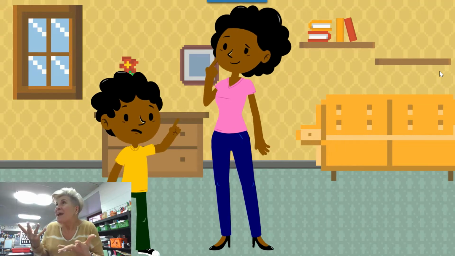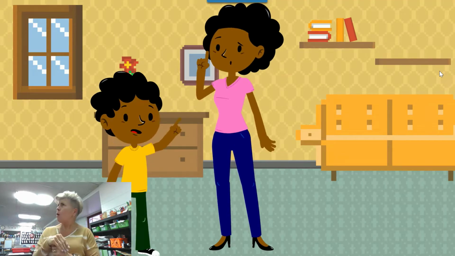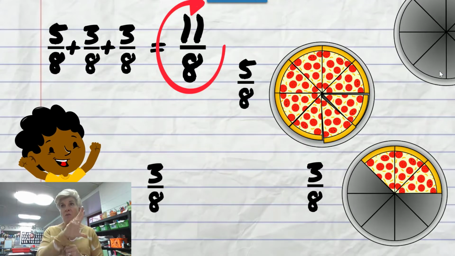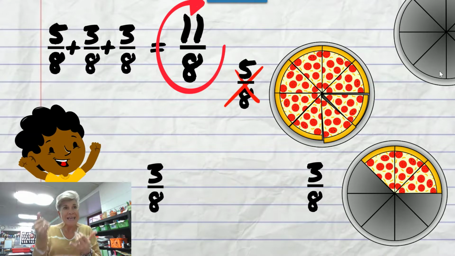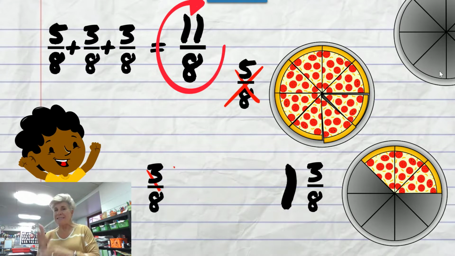Daniel ran to tell his mom. She asked him if he had at least a whole pizza left. He wasn't sure. He took another look at his drawing. Sure enough, he could take 3 pieces from one pizza and add them to the other pizza to make a whole. Now he had 1 whole and 3 eighths.